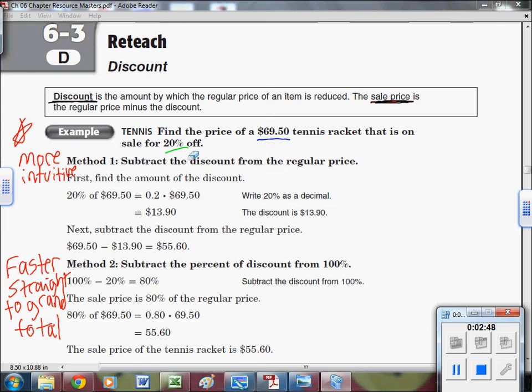So what you're going to do is find out what is 20% of $69.50. Because if you can find out what is 20% of it, you'll know how much your discount is. And remember, discounts get subtracted. So you're going to subtract that from your regular price. And that'll tell you your sale price. That's what you'll actually be told is your total at the cash register before tax.